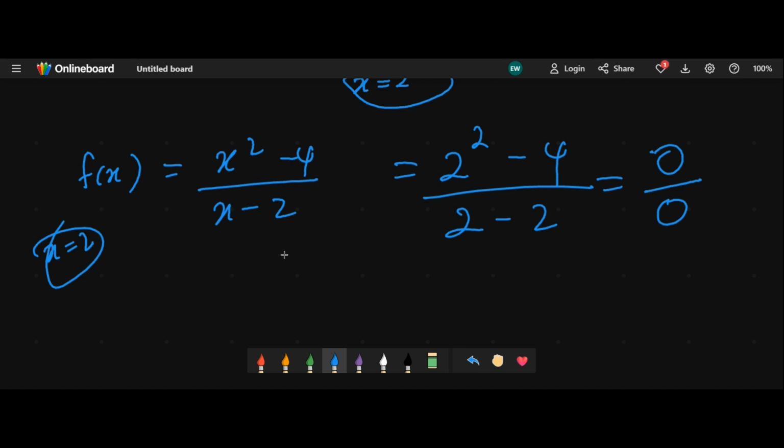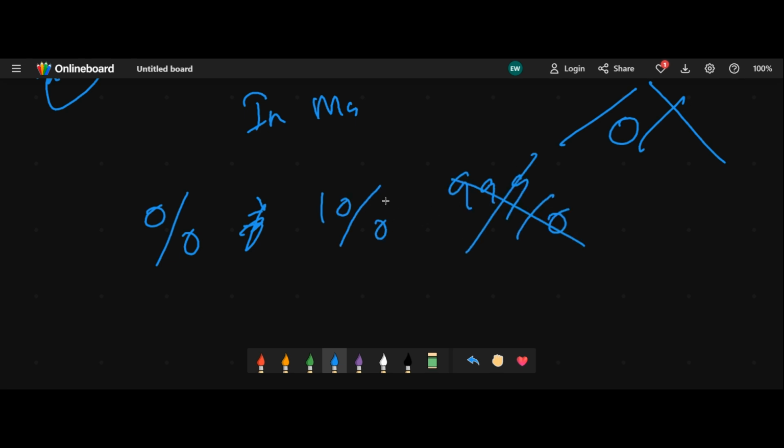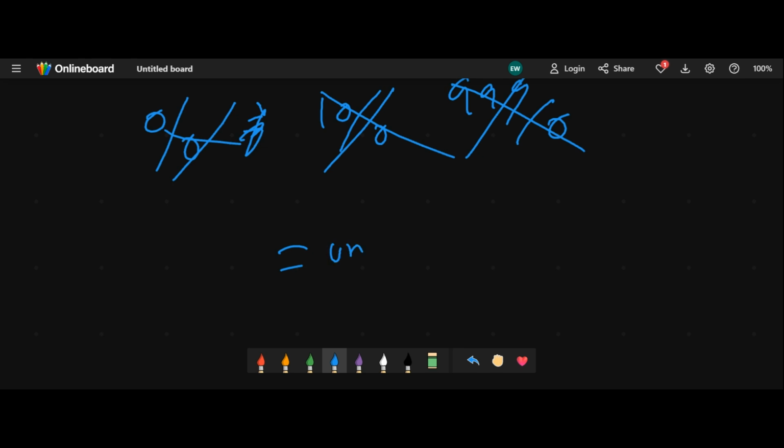In maths, you cannot divide a number by 0. It can be any number, like 0 by 0 or 10 by 0 or 999 by 0. Anything, you can't do it. You cannot divide a number by 0 in maths. Basically, it is undefined.